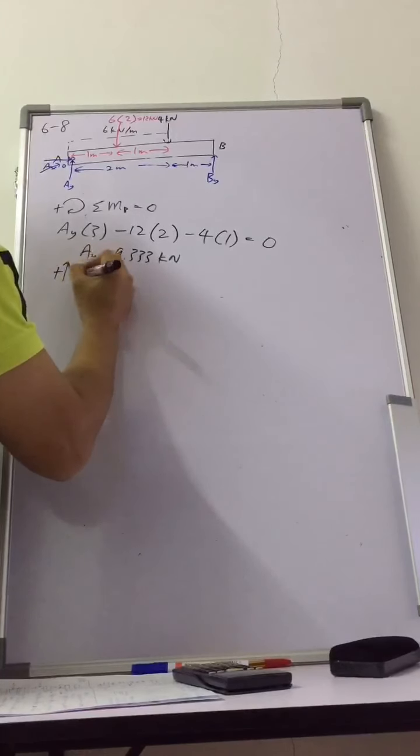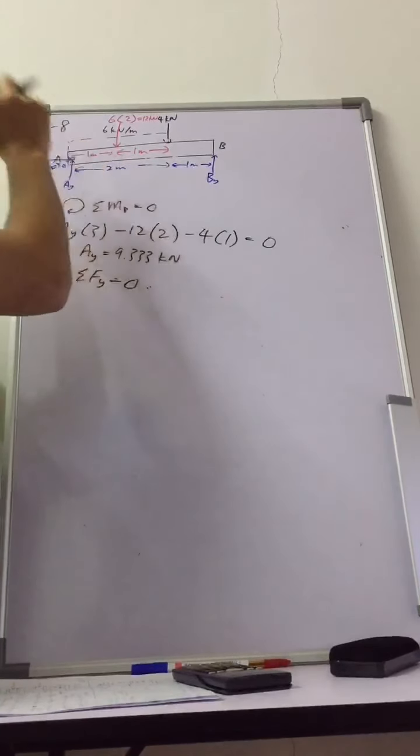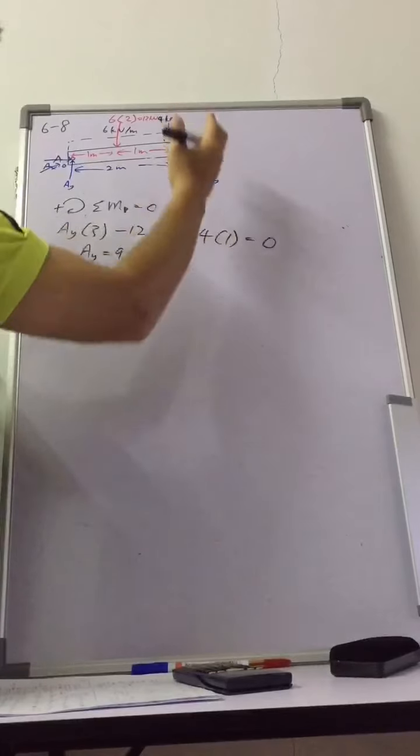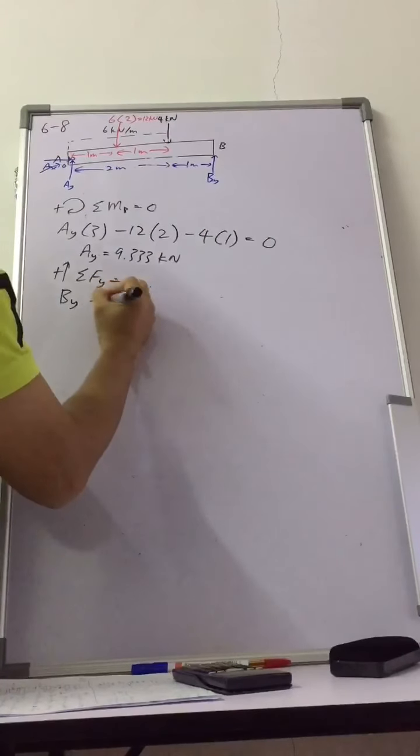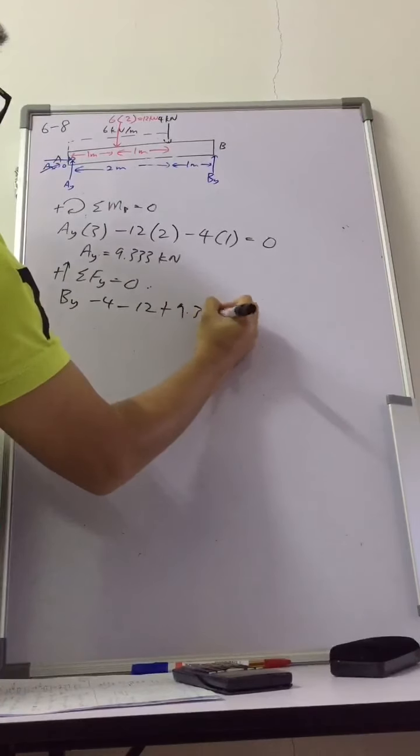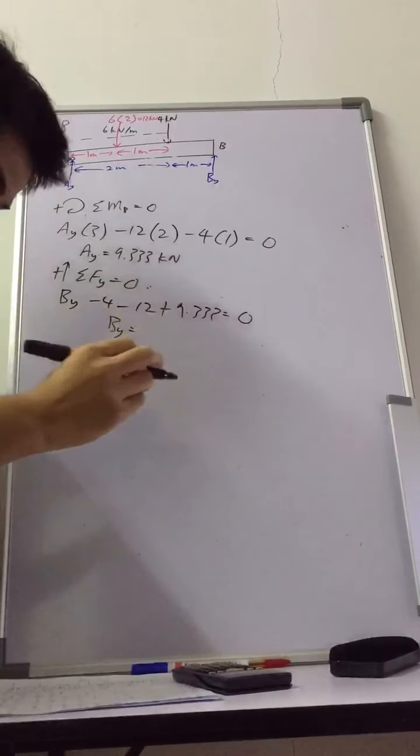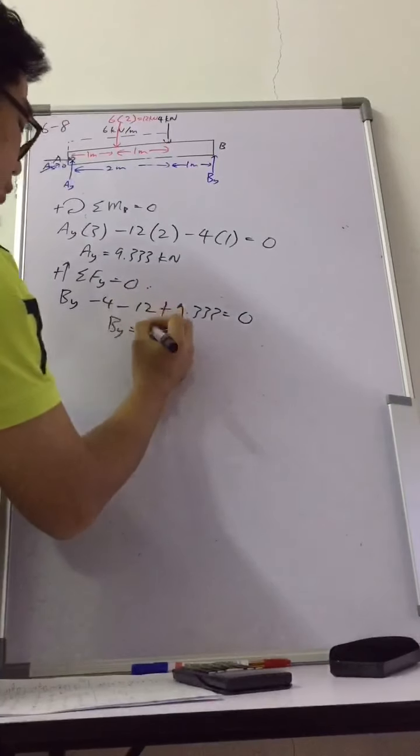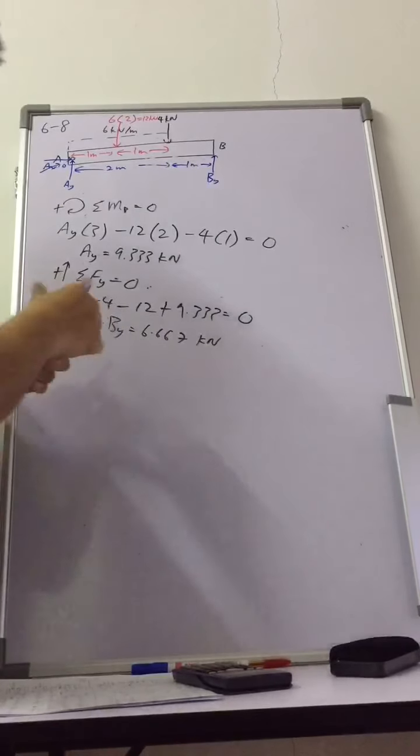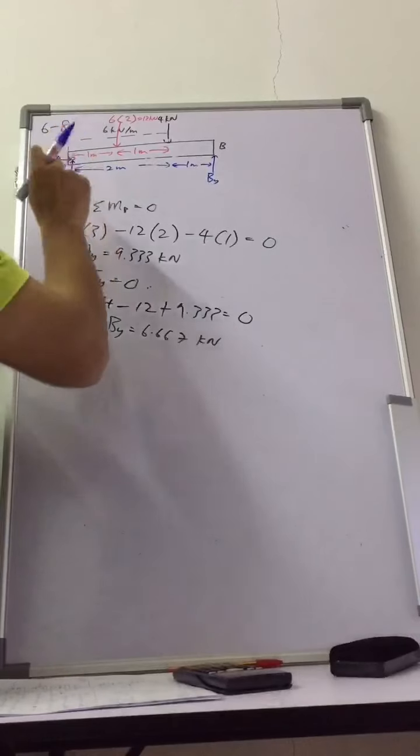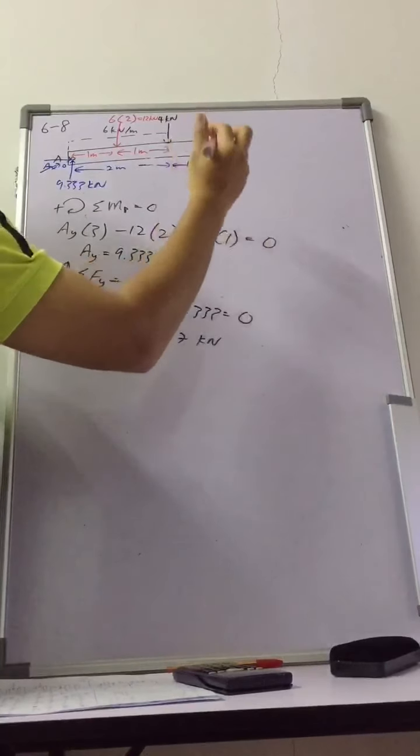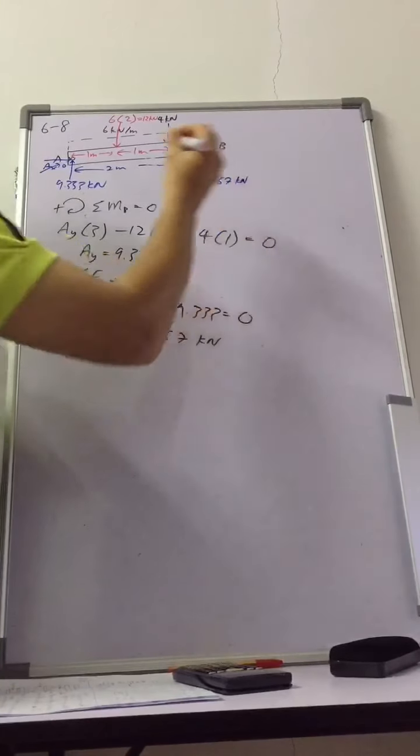Then we do summation of Fy equals 0. Again, you can do summation of moment about point A to find By. It doesn't matter. If you do summation of forces in Y equals 0, it will be By minus 4, minus 12, plus Ay, 9.333, equals 0. So your By will be 6.67 kN. Let's check these values. To make it easier for us, just replace Ay here with 9.33, and By here as 6.667 kN. Is that right?